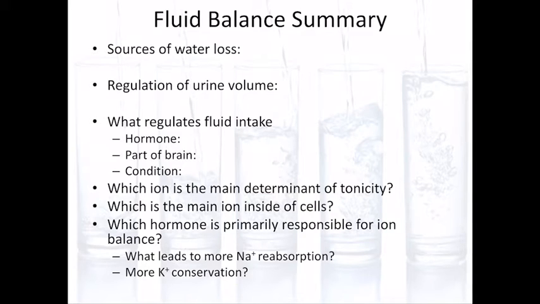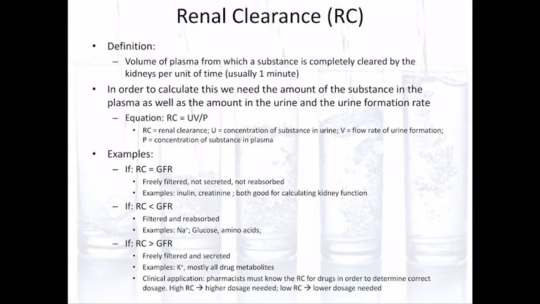Okay, so I want you to just take a minute here and do a little summary of what we just talked about. What are the sources of water loss? How do we regulate urine volume? What regulates fluid intake? Okay, filling in those. Which ion determines tonicity? Which ions are made inside of cells? And then which hormone is primarily responsible for ion balance? All right, take a minute and do that. And then you can pause it, and then we'll move on here to doing some calculations.